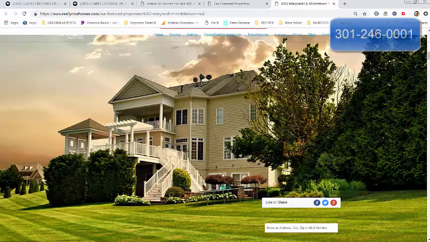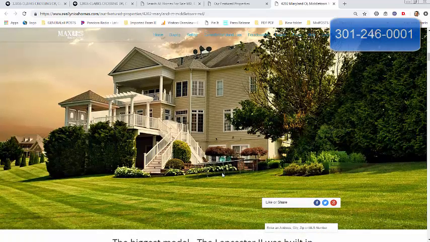So the potential is enormous for this, but most importantly, you want to grab the attention of the people, and this is a good way to grab the attention of the people so they can fall in love with the house you're trying to sell.